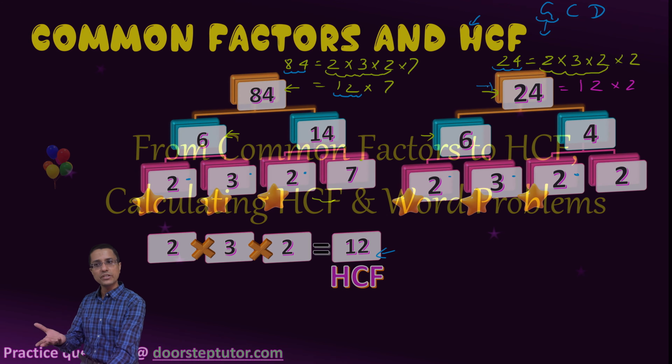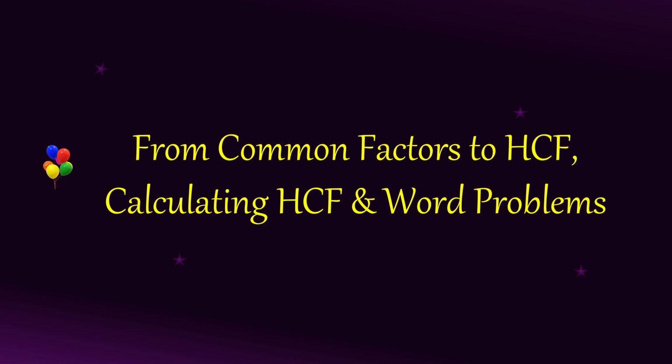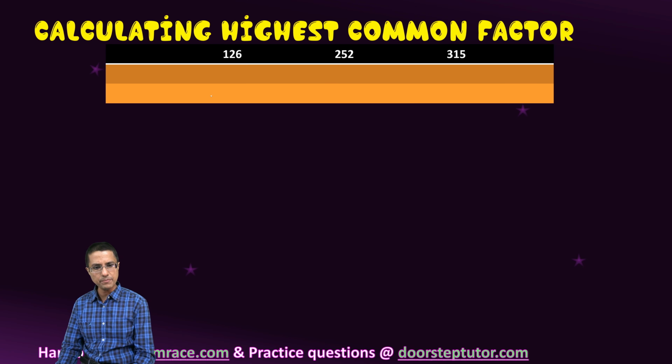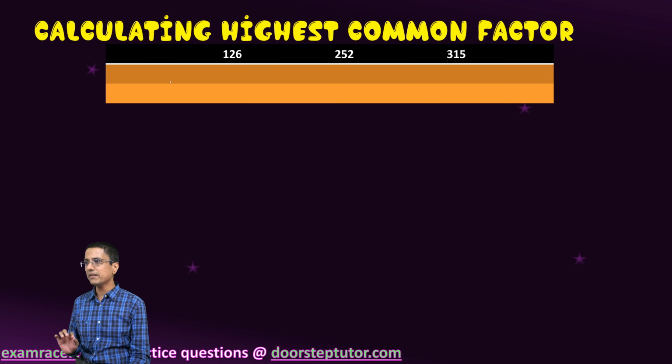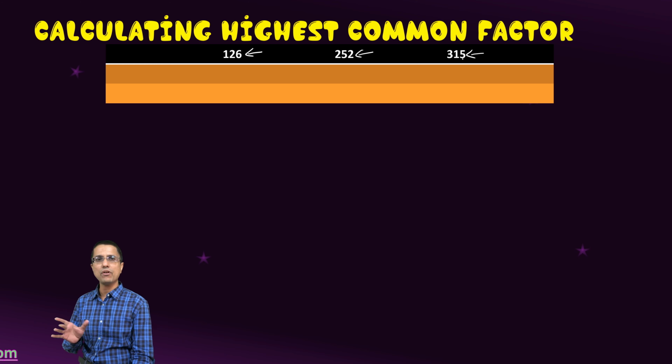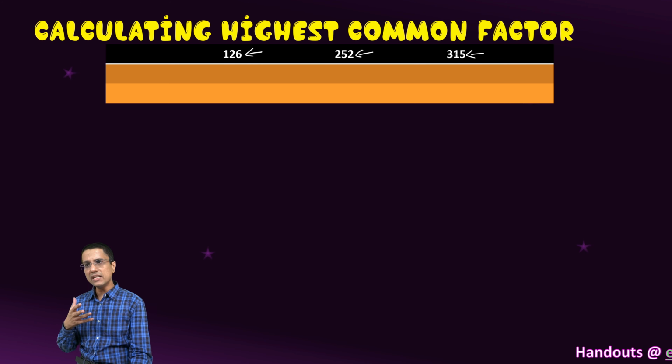Now, of course, this 12 is known as HCF. We understand that. Very important. We have already seen what HCF actually means. HCF is simply the highest common factor between numbers. So here we have a few numbers, and one of the ways to really find the HCF of these numbers is to list all the factors.